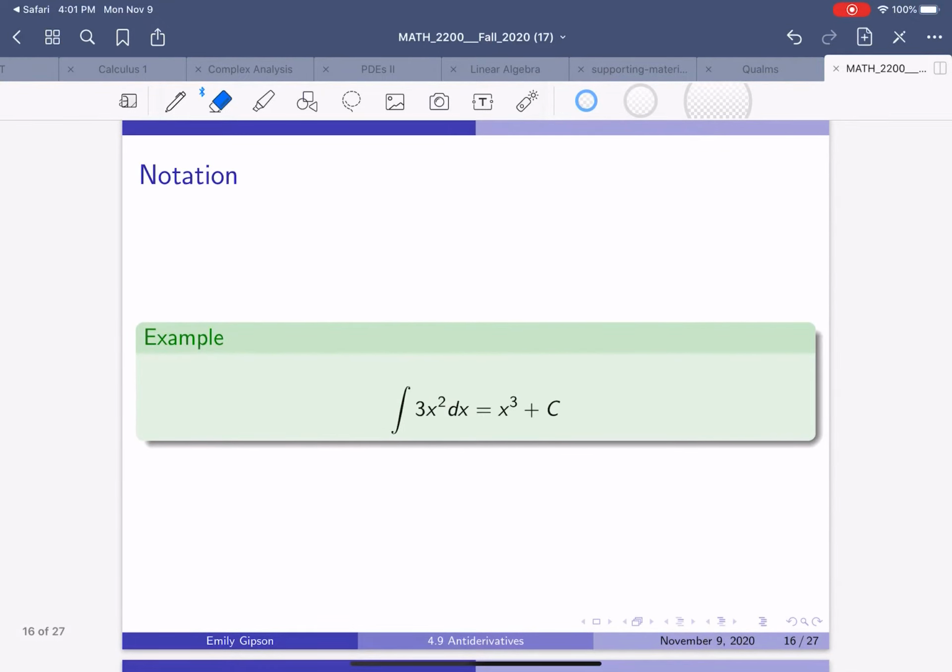So here's an example of the notation. The integral of 3x squared dx is x cubed plus c.